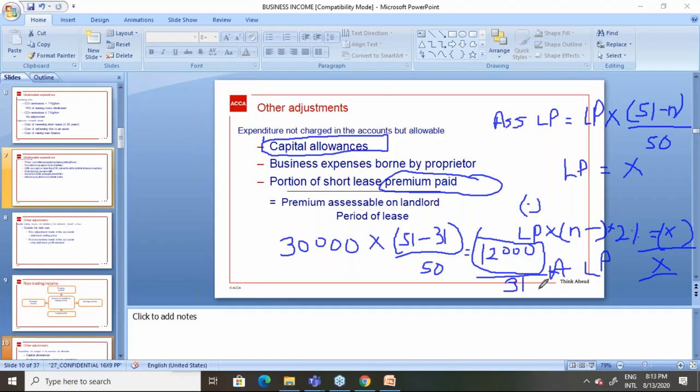So at the exam, you will be tested on short-term leases, not on long-term leases, so you don't have to worry about that. So here, what you need to remember, 12,000 pounds is the total expenditure that you can claim. So you divide it by 31, then you get the lease premium relevant for each year that you can claim as an allowable expenditure. Okay, right.